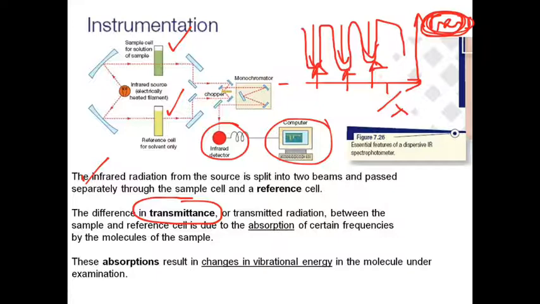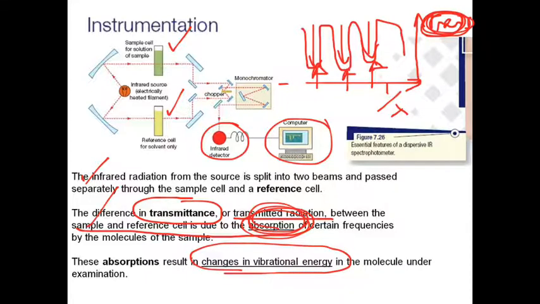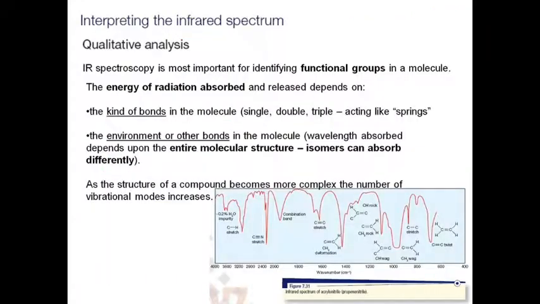Okay, where was I? The difference in transmittance or transmitted radiation between the sample and the reference cell is due to the absorption of certain frequencies by the molecules in the sample. Last but not least, these absorptions result in changes of the vibrational energy in the molecule under examination. Okay, are you still with me? Good. Now, here we go.